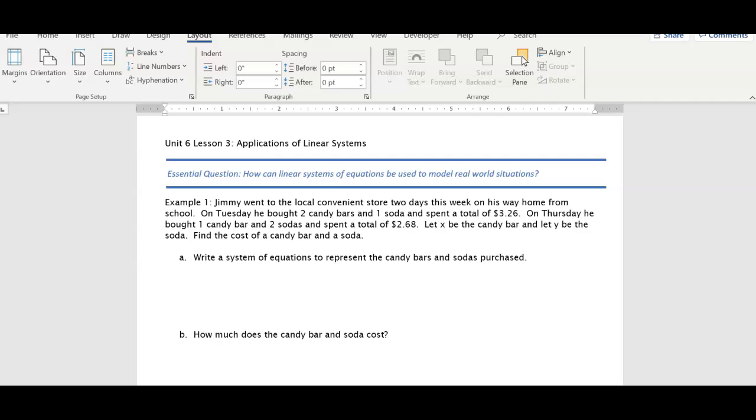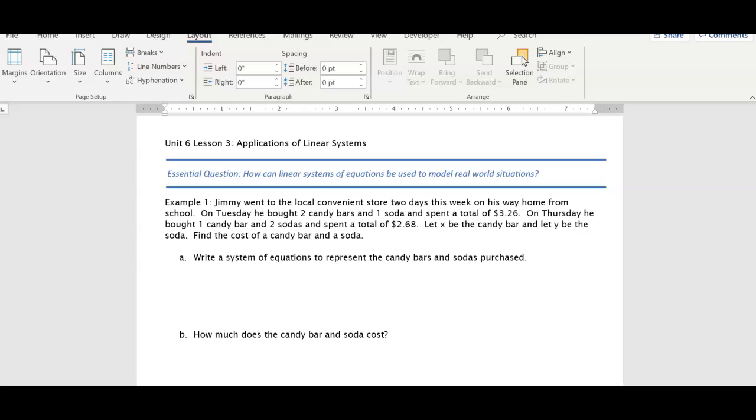Jimmy went to the local convenience store 2 days this week on his way home from school. On Tuesday, he bought 2 candy bars and 1 soda and spent a total of $3.26. On Thursday, he bought 1 candy bar and 2 sodas and spent a total of $2.68. We will let X be the candy bar and let Y be the soda. Find the cost of the candy bar and the soda.